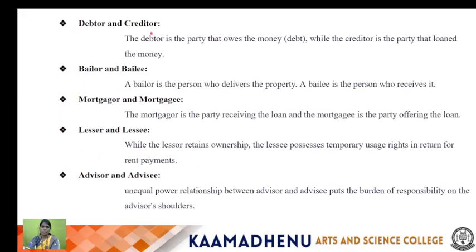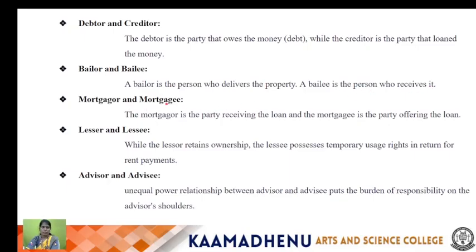First one, debtor and creditor. The debtor is the party that owes the money debt, while the creditor is the party that loaned the money. Second one, bailor and bailee. A bailor is the person who delivers the property. A bailee is the person who receives it.